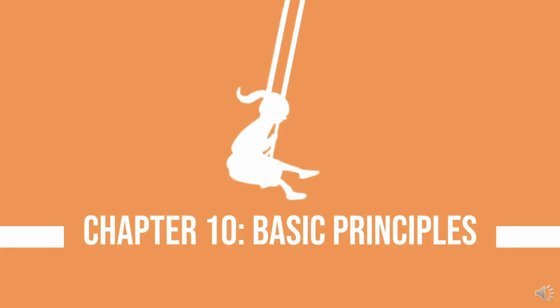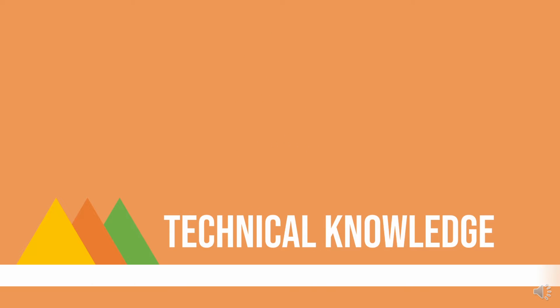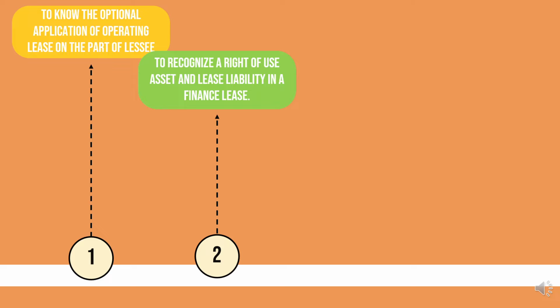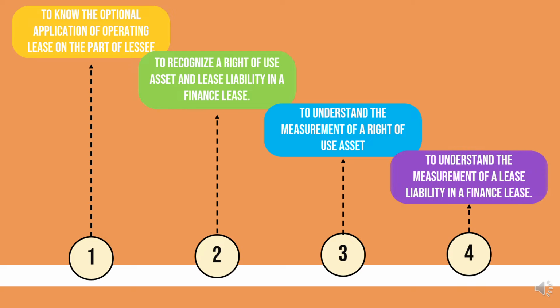Chapter 10, Basic Principles. For the technical knowledge, we have: first, to know the optional application of operating lease on the part of lessee; to recognize a right-of-use asset and lease liability in a finance lease; to understand the measurement of a right-of-use asset; and lastly, to understand the measurement of a lease liability in a finance lease.